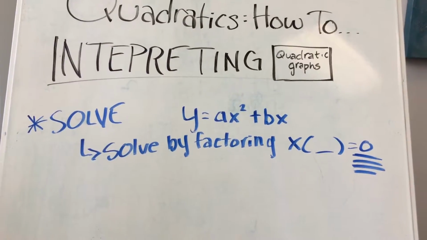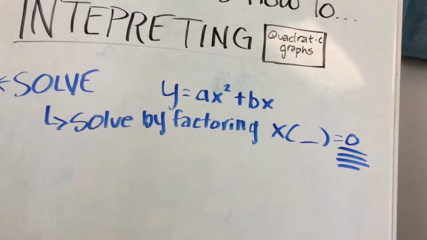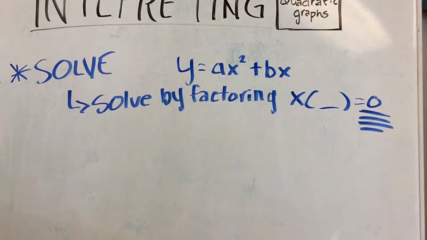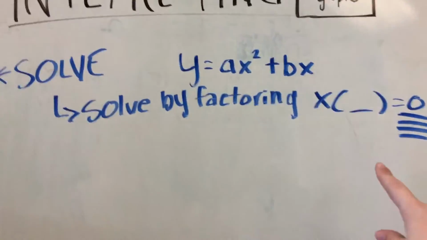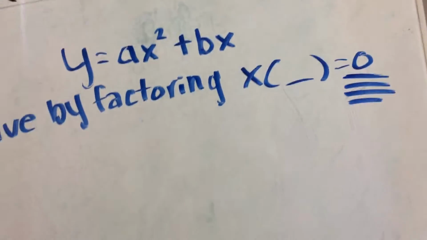This is if your equation is y equals ax squared plus bx. You solve it by factoring, which we'll see in a moment. And for you to solve it, this must be 0.